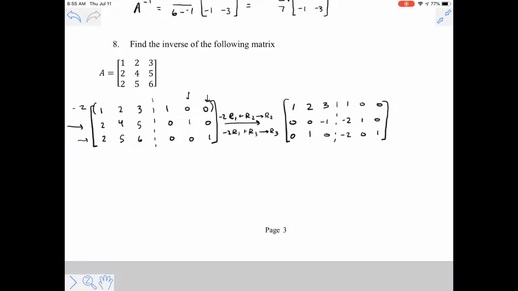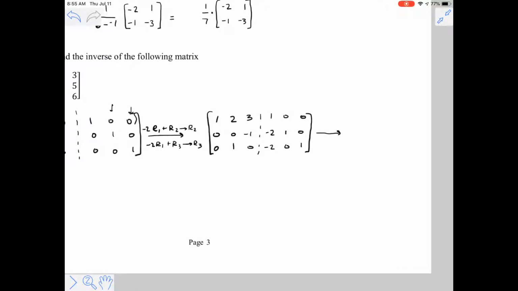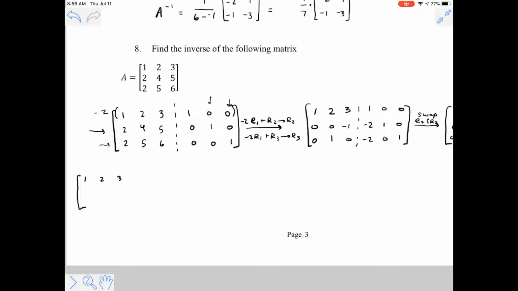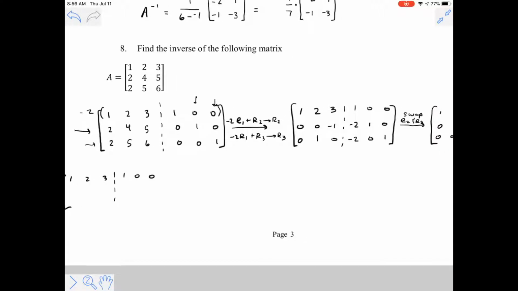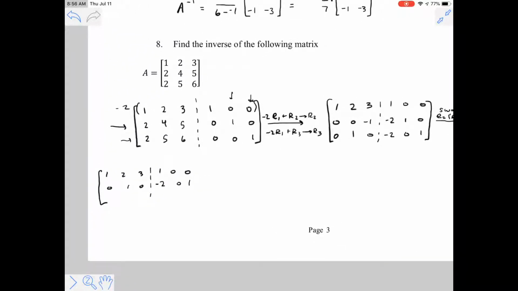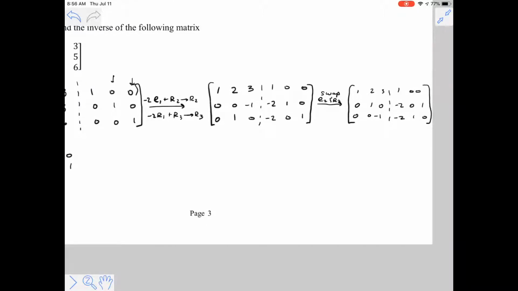So I'm going to go ahead and swap row 2 and 3. So swap row 2 and row 3. Okay, let's start that one over. And then I'm also going to multiply row 3. I'm going to multiply row 3 by negative 1.